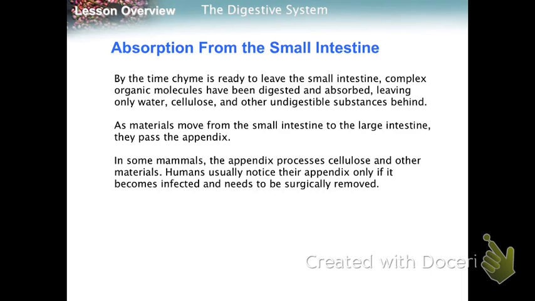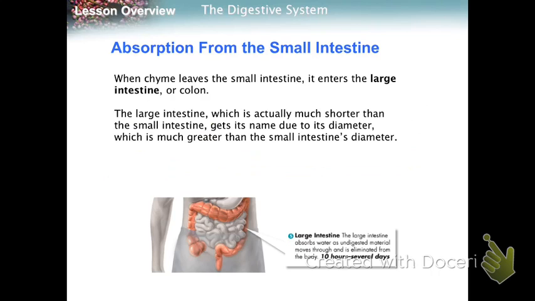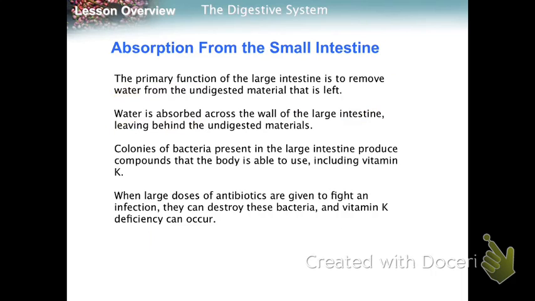What's left is water, cellulose, and other undigestible substances. Between the small intestine and the large intestine, these undigested materials pass the appendix. In other mammals, the appendix processes cellulose and other materials. Ours doesn't do that. So in the large intestine, or the colon, we have this undigestible substance. It's much shorter than the small intestine, but it has a greater diameter.